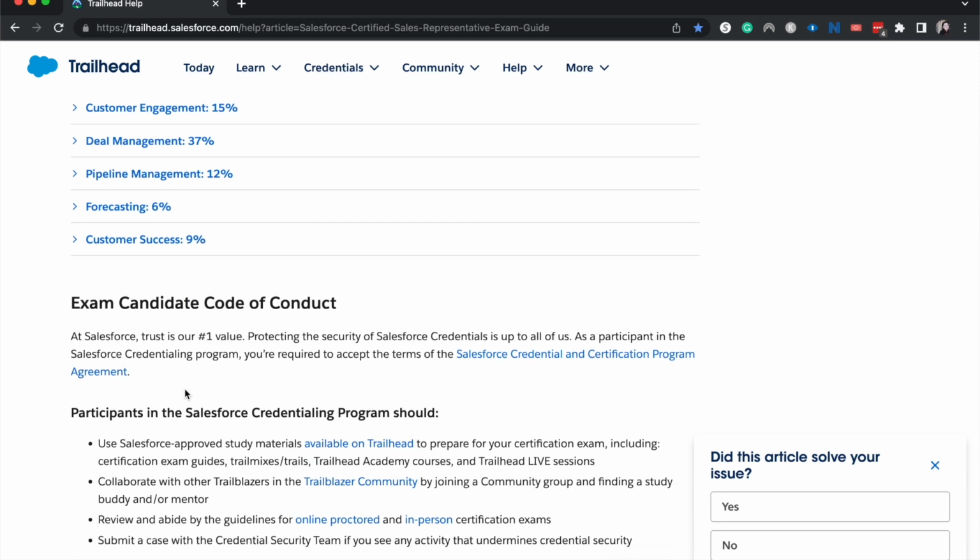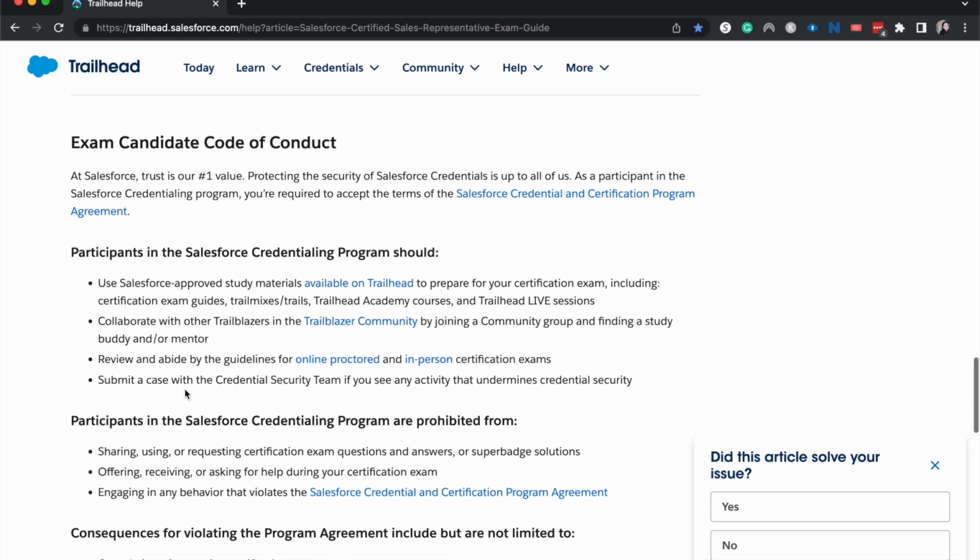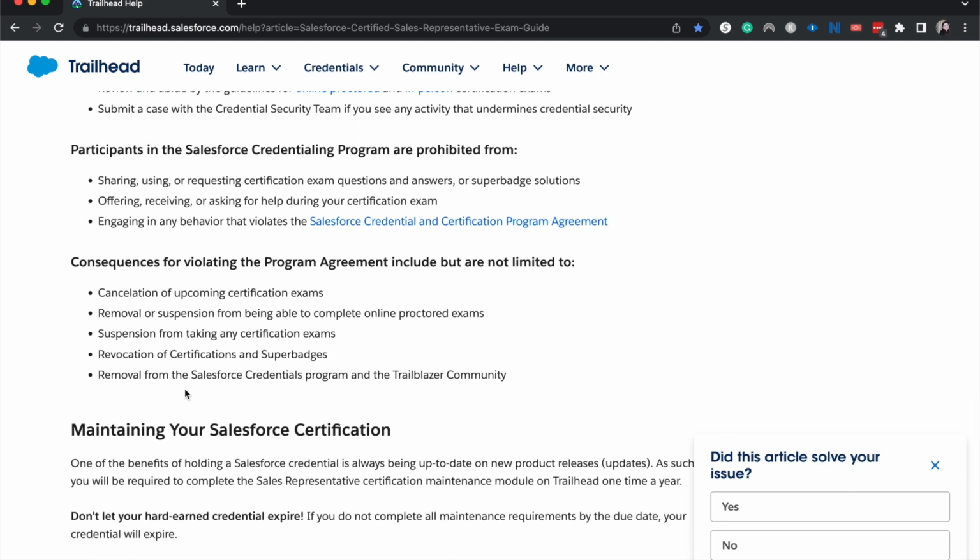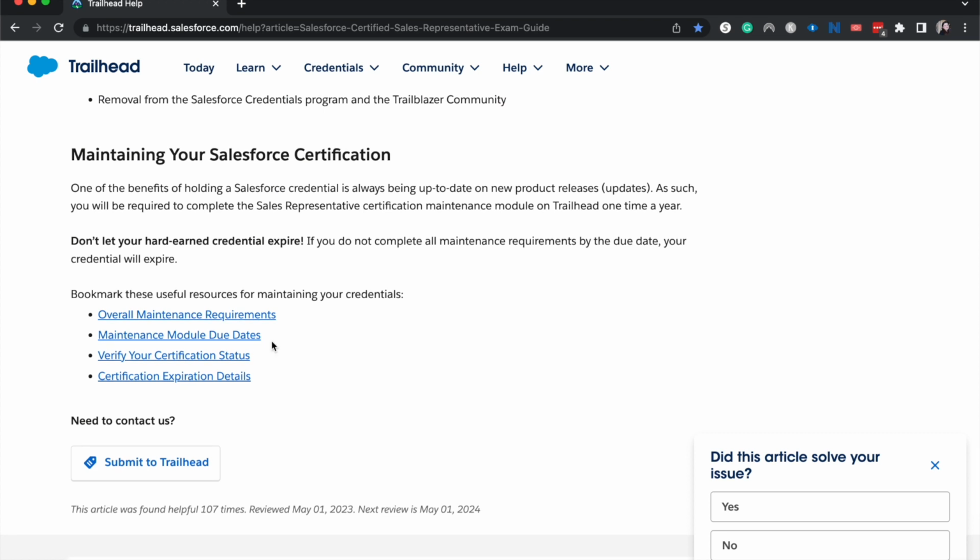Of course, follow the exam code of conduct. Do not give out any answers to any exams. Just in general, don't share any information or exam questions or things that you shouldn't. In maintaining your Salesforce certification, currently this is a new credential, so it doesn't have any updates yet and any maintenance modules yet. So just be aware of that when it does come up, that you may need to do a Trailhead module in order to keep this certification. Personally, I check a couple times a year if my certifications are up to date. Just do that and make sure you don't lose your certs.